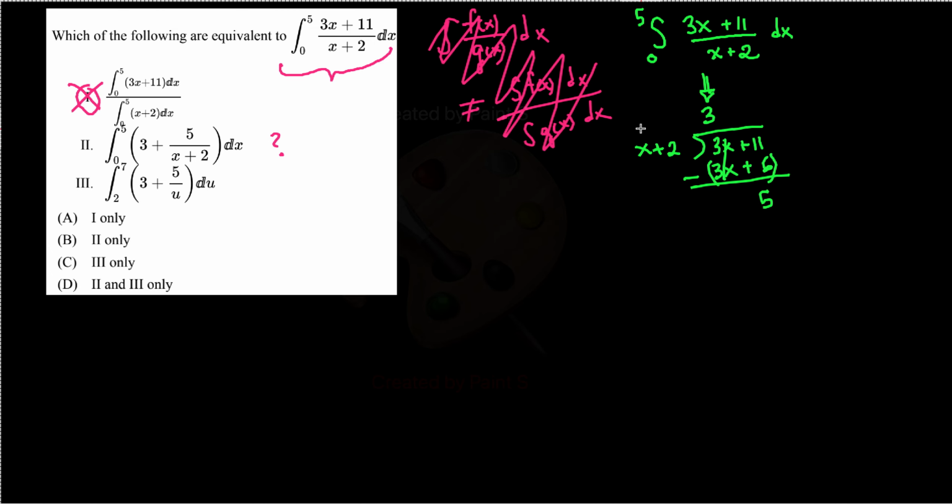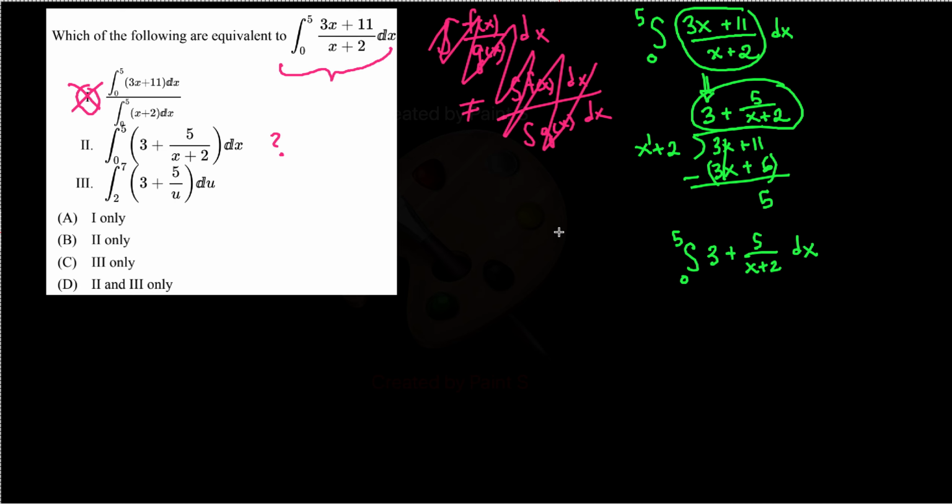5 is of a lower power than x to the first, so that is my remainder, plus 5 over the divisor, x plus 2. And I just did the division of the two polynomials, since this is indeed a rational function. Now, this is just the same thing as this, right? It's algebraically the same thing. These two here are algebraically equivalent. So, of course, the integral from 0 to 5 of 3 plus 5 over x plus 2 dx is the same as this original one.